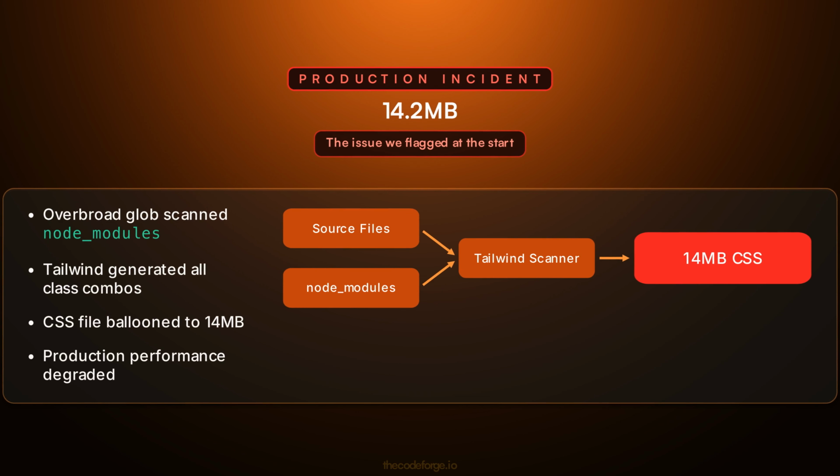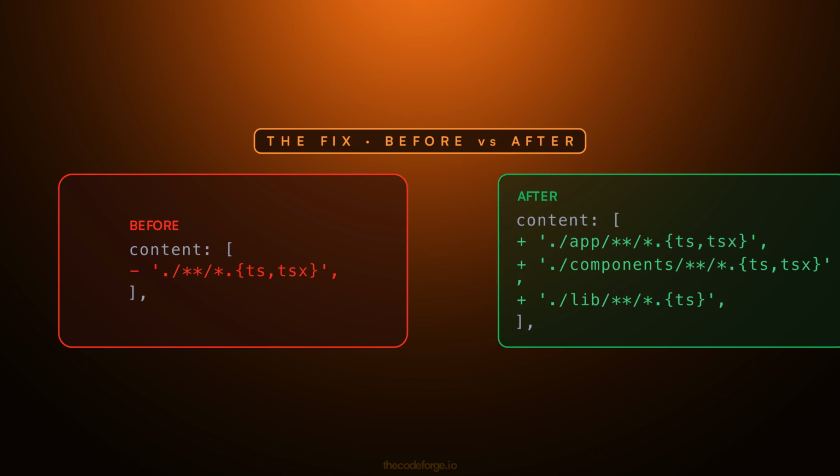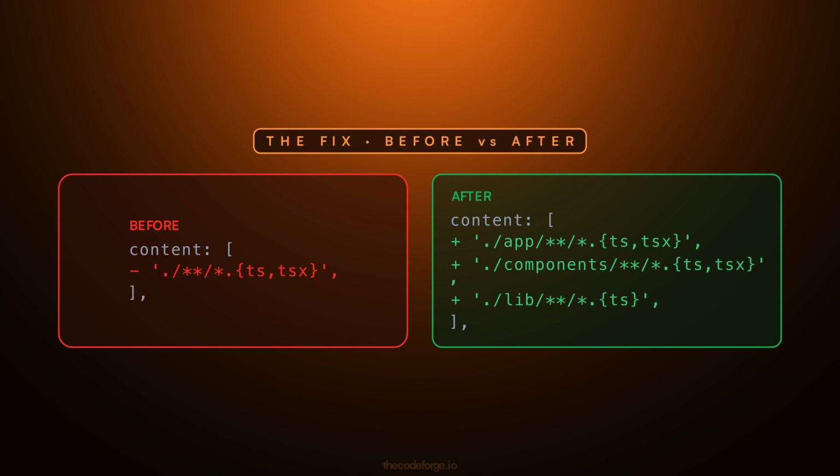This is the same issue we highlighted at the start. Here's exactly why the 14 MB CSS file happened. The team used a content glob of **/*.tsx, which scans node_modules. Tailwind found millions of potential class combinations and generated all of them, resulting in a 14 MB CSS file. The content array used a glob that scans node_modules, causing Tailwind to generate a 14.2 MB CSS file.